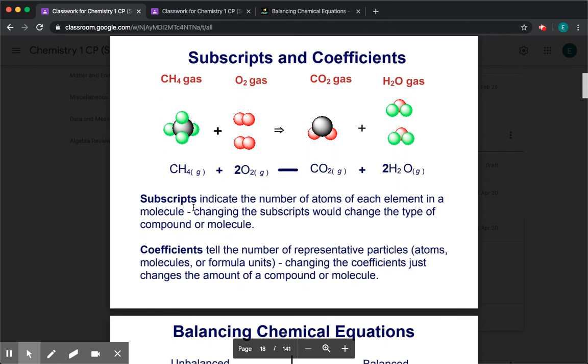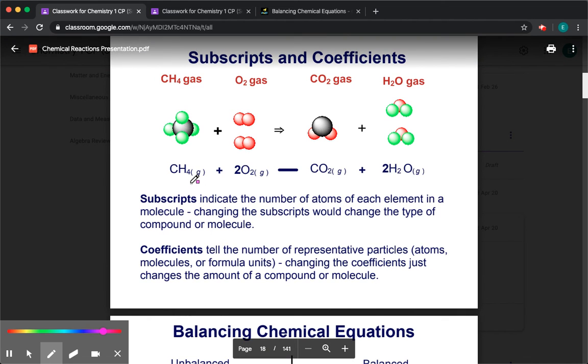So now let's get into some vocab, okay? So the subscripts are the little numbers here that I was just mentioning earlier, okay? They tell you how many of that element you have in that chemical, okay? So in CH4, there are 4 hydrogens, okay? Remember, CH4 is methane.